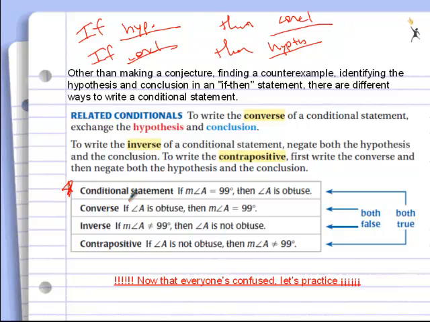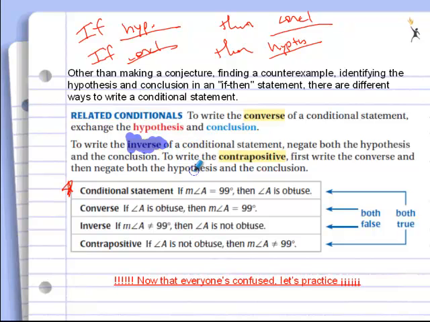Then we're going to learn about something called an inverse. And an inverse of a conditional statement is the negation of both the hypothesis and the conclusion. So let's look at this. Let's look at our conditional statement. And I know that this is a lot, very, very quickly. In fact, I know that a lot of you are confused. Just stay with me and it will make sense.